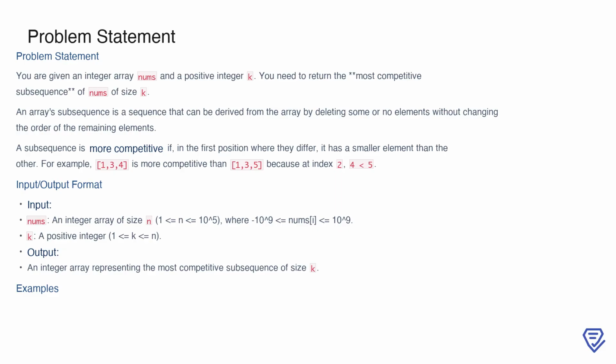The term most competitive refers to comparing subsequences lexicographically, meaning the one with a smaller value at the first differing position is considered more competitive. For instance, [1, 3, 4] is more competitive than [1, 3, 5] because, at the third position, 4 is smaller than 5. The input consists of nums, an array of integers, and k, the desired size of the subsequence. The output should be the most competitive subsequence of size k as an integer array.